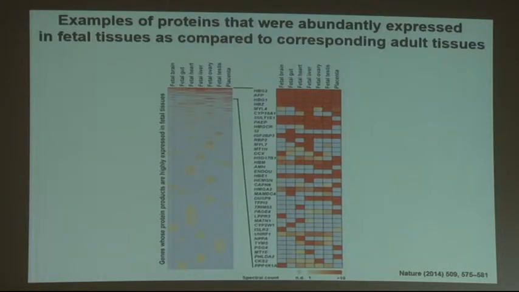And also, because we studied both fetal and adult tissues, we could also look at some of the proteins that are developmentally regulated. That means that are expressed in fetal stage but not in the adult stage, or vice versa. So I am just showing you some of those proteins. I will show you a representative example after this slide. These were proteins that were predominantly expressed in fetal tissues but not in the corresponding adult tissues.